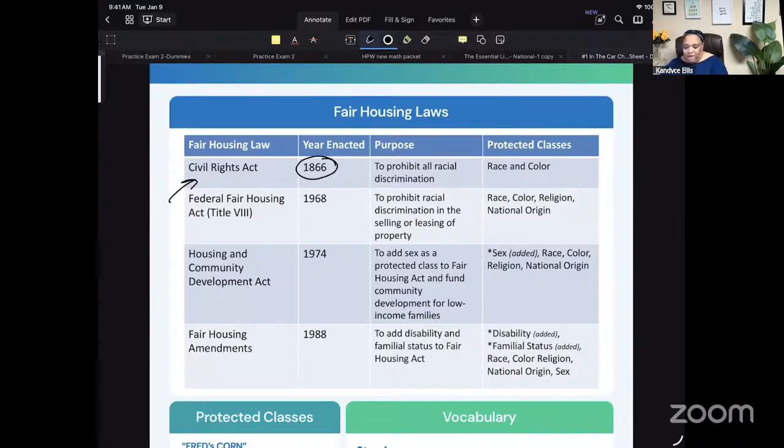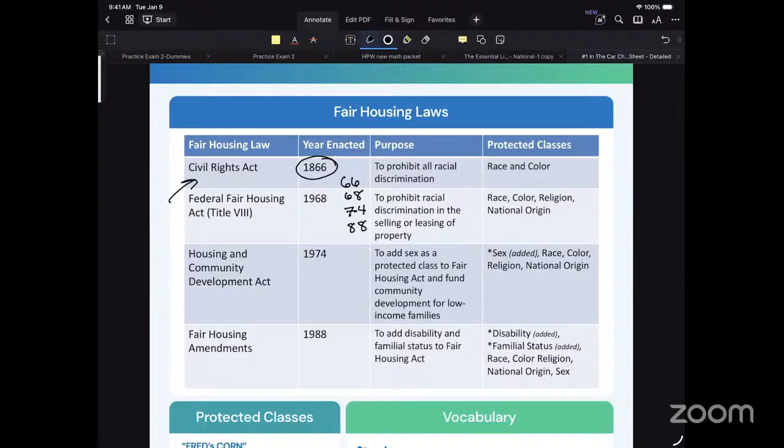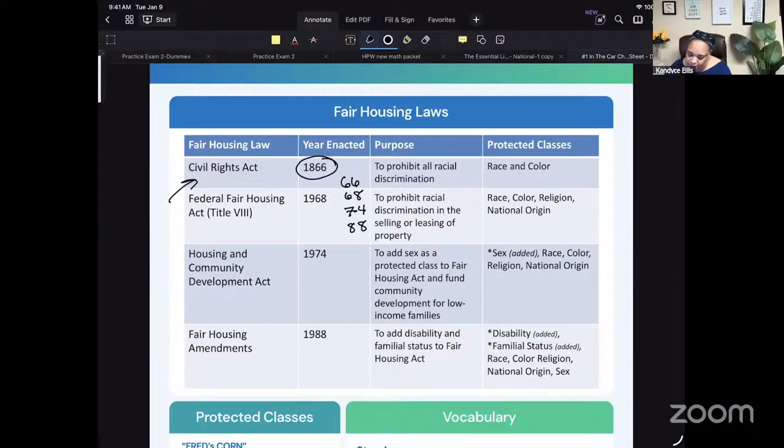So there's got to be a way to remember this. Is it maybe because we got a 66, a 68, a 74, and then an 88? I don't know. I'm gonna work on that one. 66, 68, 74, 88. We're gonna try to come up with some way to remember this.